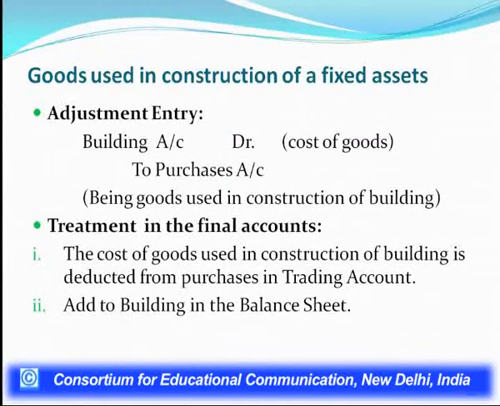Another use of the goods is there. Sometimes the goods may be used in the business to manufacture or construct a fixed asset. For example, a trader dealing in iron and steel can use the saria in construction of the building. So in that case, if these goods are not available for the purpose of resale, they have been converted into a fixed asset. So we will pass the entry: fixed asset account debit, in this case building account debit, to purchases account.